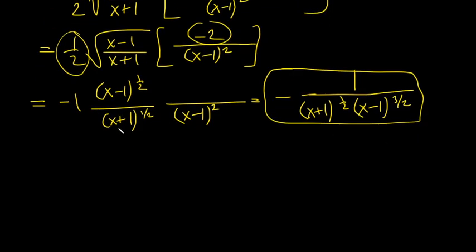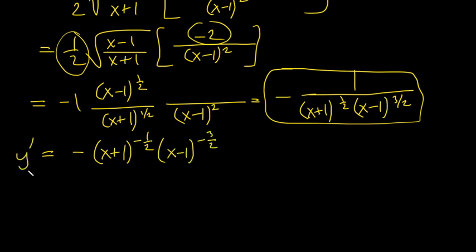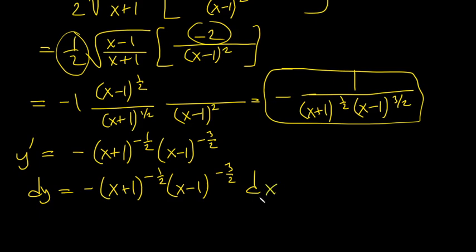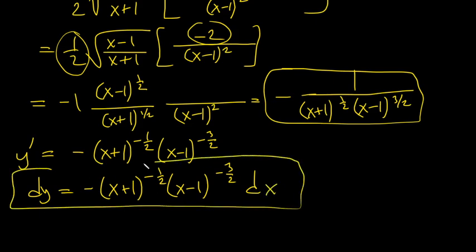And maybe we should even just use negative exponents. So negative x plus 1 to the negative 1/2 times x minus 1 to the negative 3/2. So that's y prime, the derivative. But the question was to write dy, so it's just all of that times dx. Okay, so that's dy: negative x plus 1 to the negative 1/2 times x minus 1 to the negative 3/2 times dx.